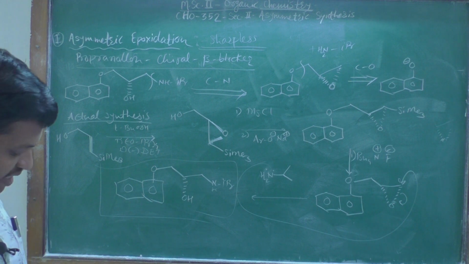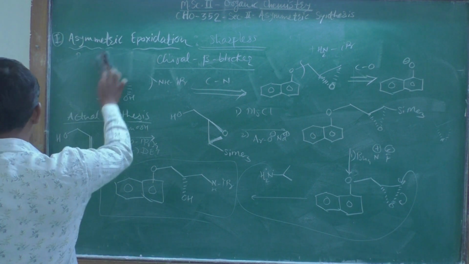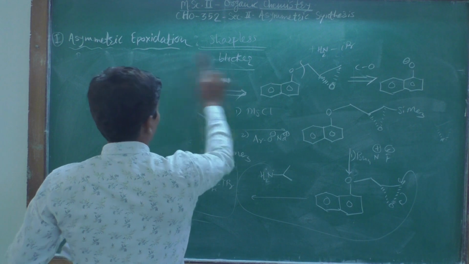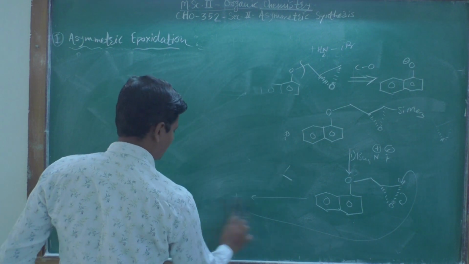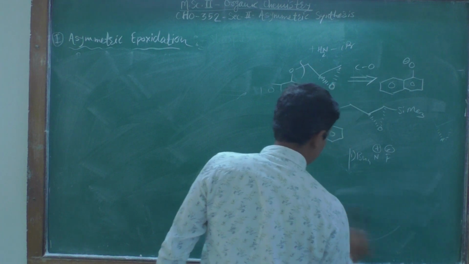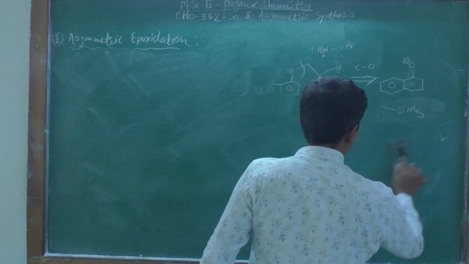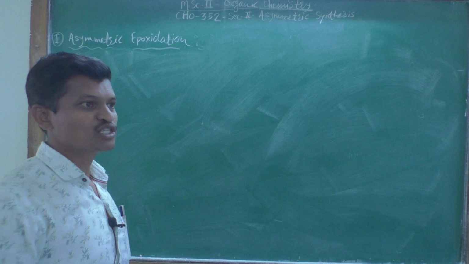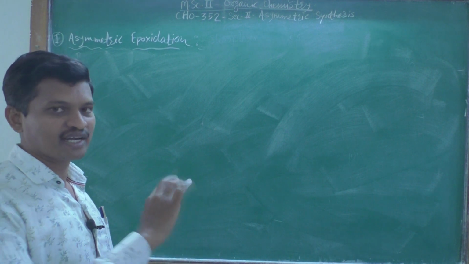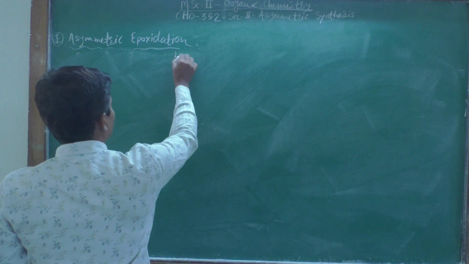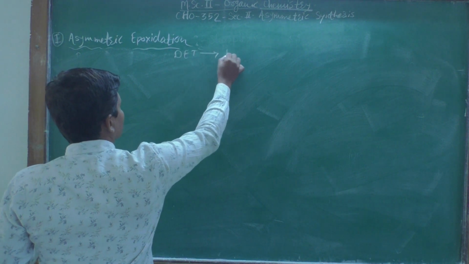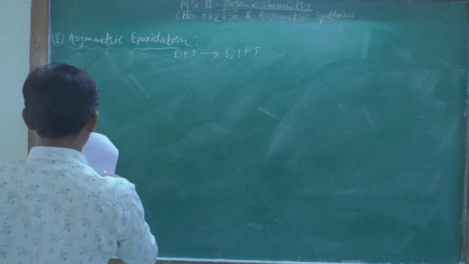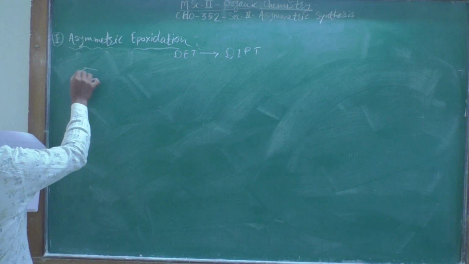Then the next example is another example of this Sharpless asymmetric epoxidation, and in that example, instead of using diethyl tartrate, they have used diisopropyl tartrate. Diisopropyl tartrate is the diester of isopropyl alcohol and tartaric acid. So DET is replaced by DIPT, diisopropyl tartrate. This is the only difference. The remaining things will remain as they are.